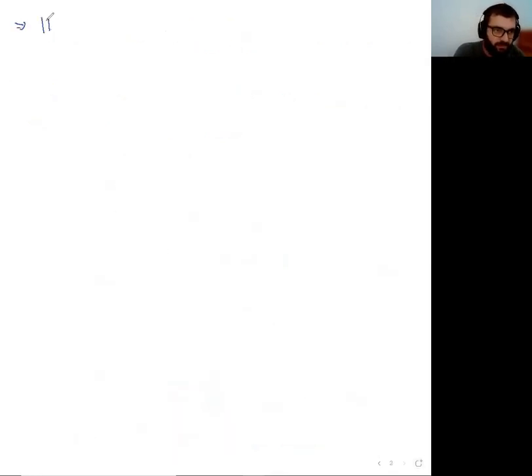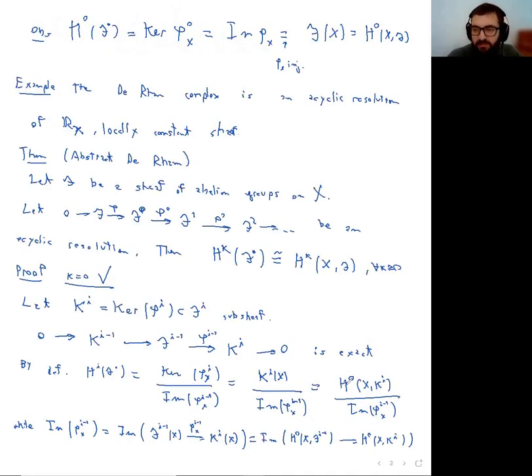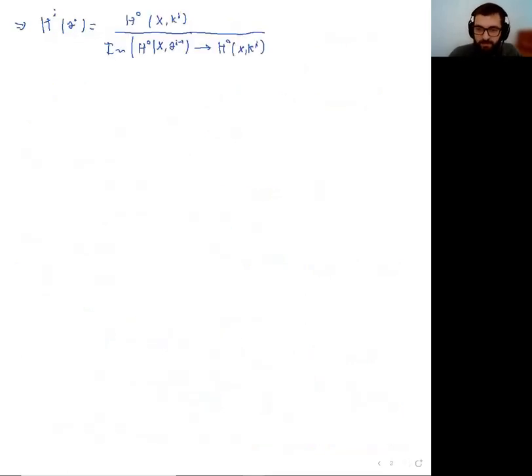So this gives H^i(F^•) is H^0(X, K^i) modulo the image, and I want to write this image in terms of the 0th cohomology group. For now we're just following the definitions and replacing all these global sections with 0th cohomology of something. And why do I want to put the 0th cohomology here? Well, because we have a short exact sequence of sheaves. Hence, we have a long exact sequence in cohomology, which is what we proved last time, and it was not so easy.